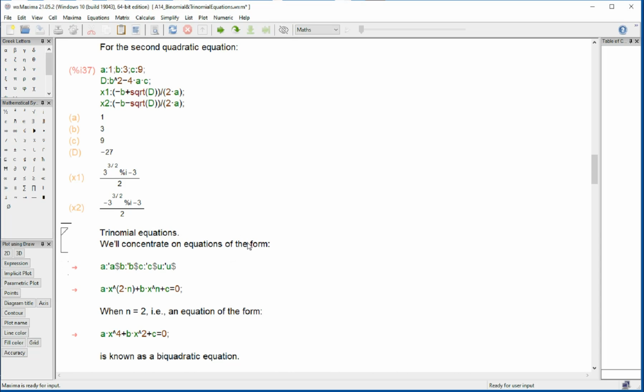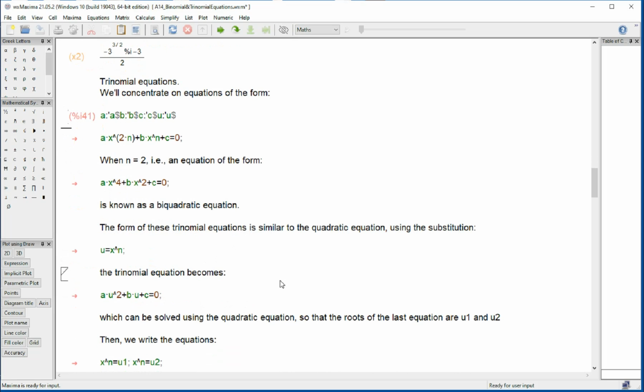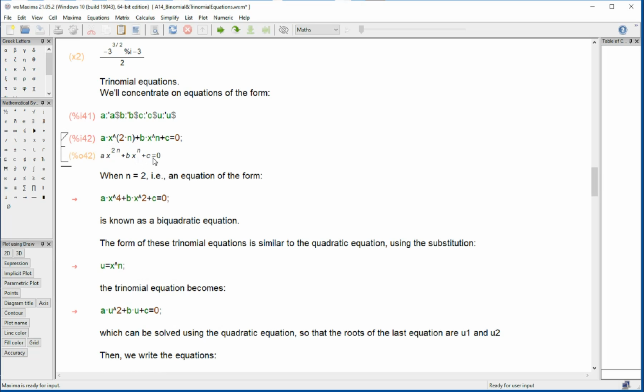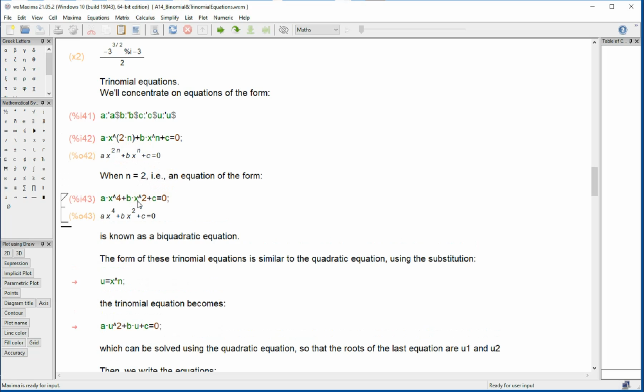And again, not all can be factored, but these are examples that can be factored, and we can find the roots. Let's concentrate on a trinomial equation. I'm going to clear out the values of a, b, c, and u, because we're going to use them later on. And I'm going to try a generic equation that looks like a quadratic in the sense that this is raised to the 2n and this is raised to the n. And so, for example, n equal 2, we get a biquadratic equation, a x to the fourth plus b x squared plus c.